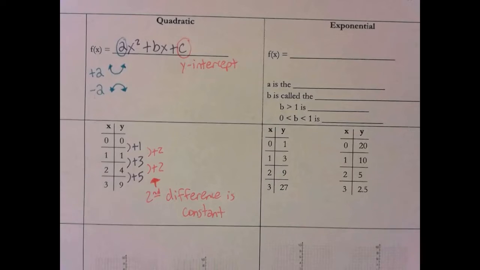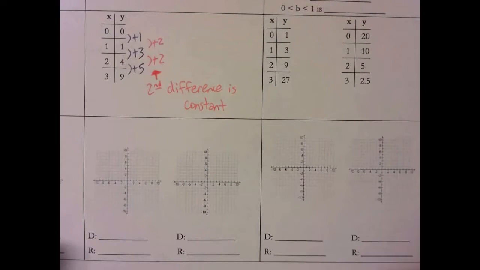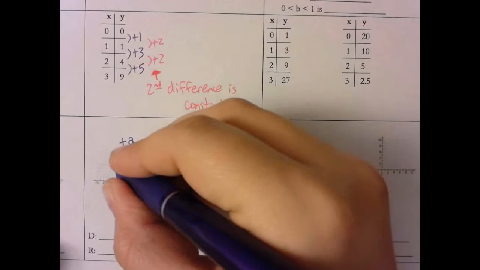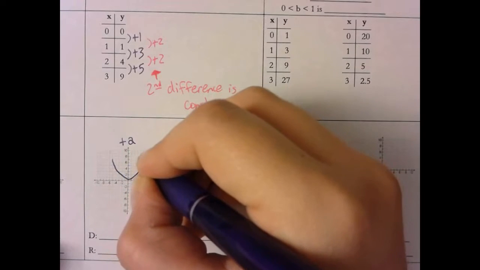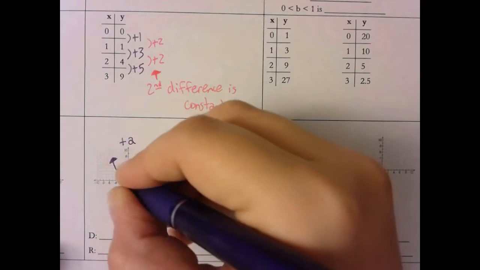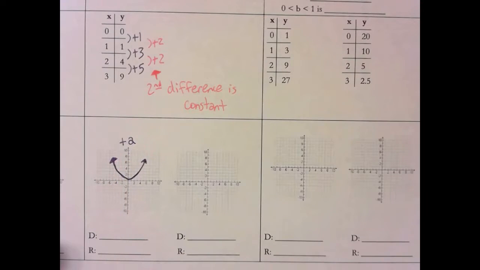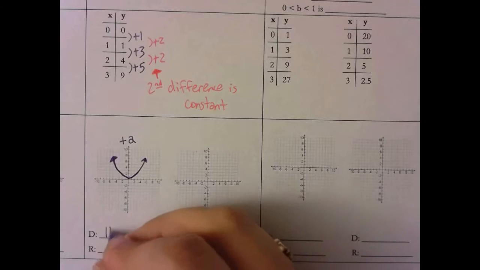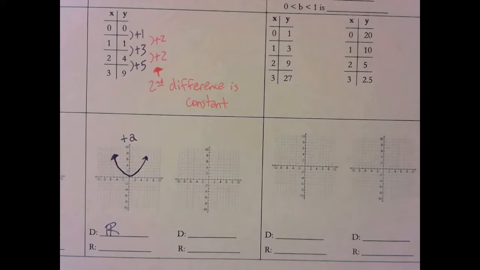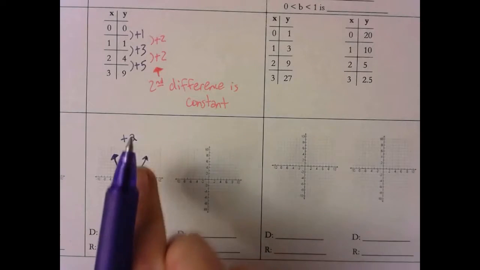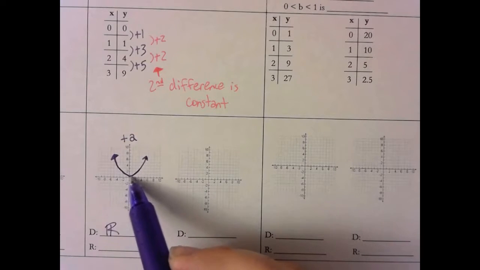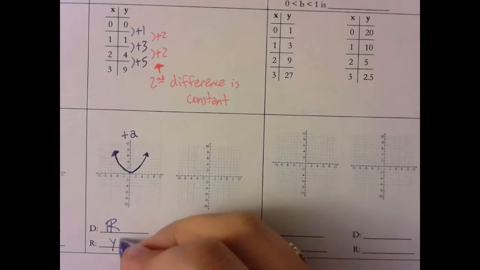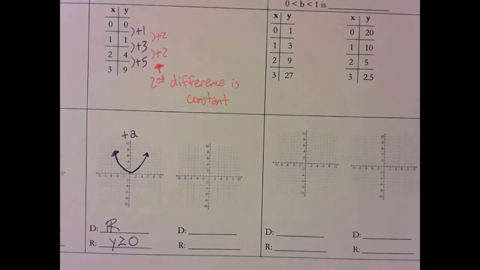All right, let's look at the graph. So graph, we could have, like we said earlier, a could be positive, in which case you'd have a graph like this. Okay, so let's look at the domain. So going left to right, does it ever stop going left and right? No. So the domain is all real numbers. The range, since it opens up, we're going to have y's greater than something. Well, this one stops right at y equals 0, so y has to be greater than or equal to 0.